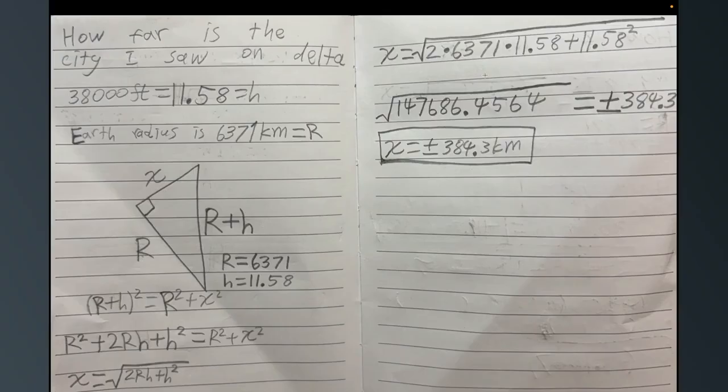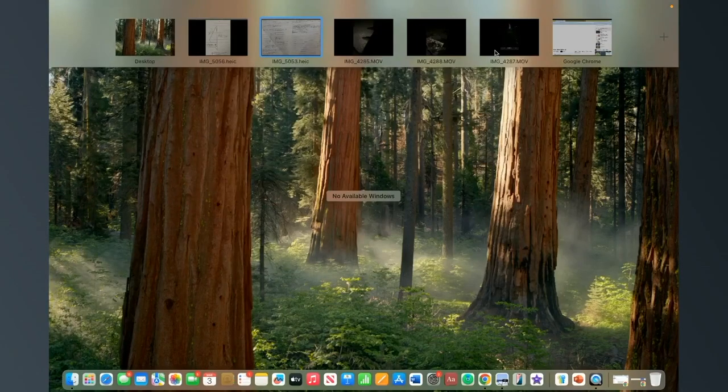So that is why we get this formula here. And we got x equals plus or minus 384.3 kilometers. So yeah. It's far away.